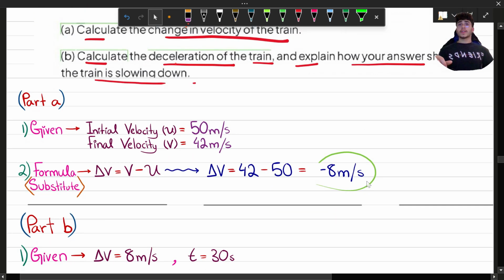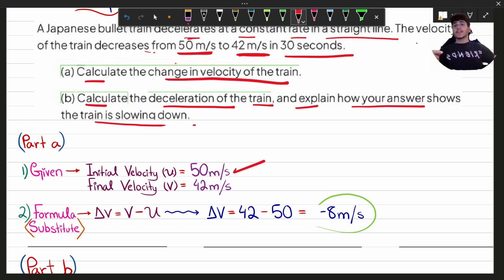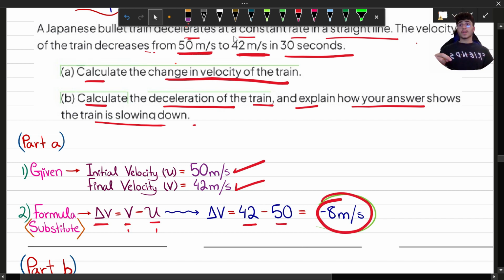Okay, part A, calculate the change in velocity. The initial velocity was 50 meters per second. Then it decreased to 42 meters per second over a period of 30 seconds. So the formula of change in velocity, delta v is equal to v minus u, final minus initial. 42 was the final, initial was 50. So the change in velocity is negative 8 meters per second.